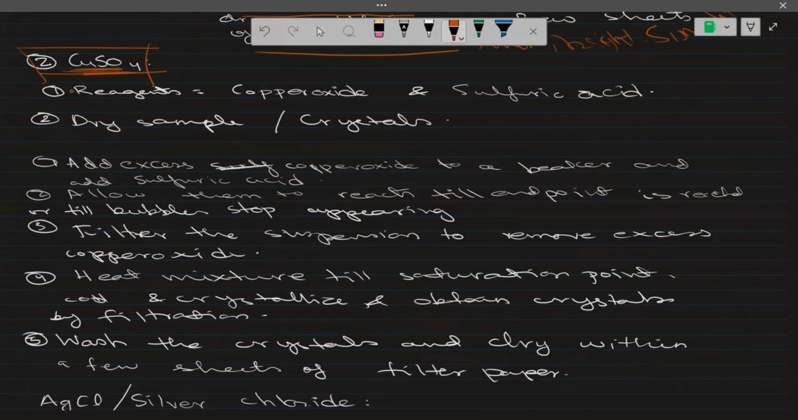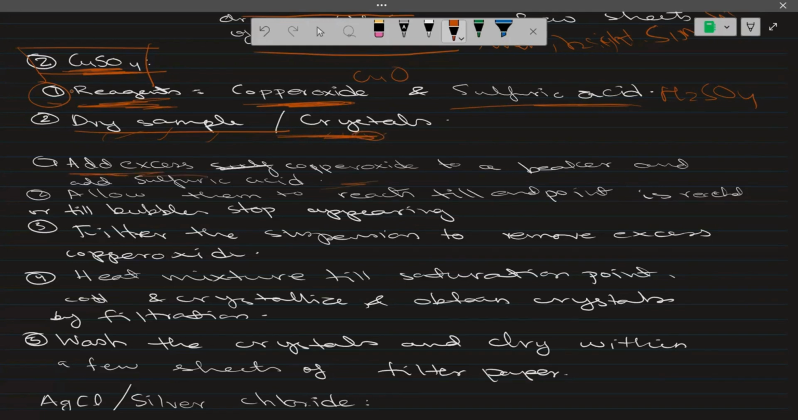Let's take copper sulfate. In this, the first thing we'll do is choose the reagent: which reagent can be used. We take copper oxide and sulfuric acid, because sulfate comes in sulfuric acid as H2SO4, and here CuO is the base. Now, if it's asked as a dry sample or crystal, let's do it for crystal.